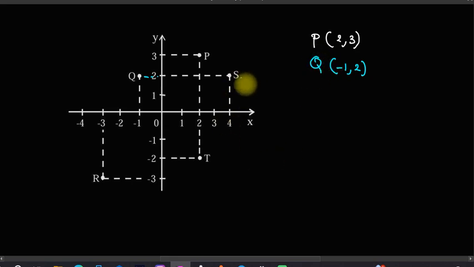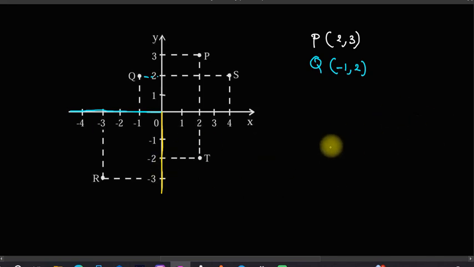Now you can also use the same method for the rest. For S, 4 on the x-axis, 2 on the y-axis. Now if you notice something on the x and y-axis, this part of the x-axis only consists of negative values, while this part consists of positive values only. Then for the y-axis, down below only consists of negative values, while the top consists of positive values. So let's take note of that as well.